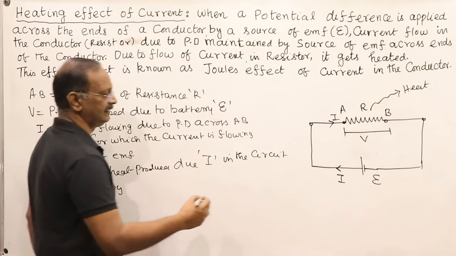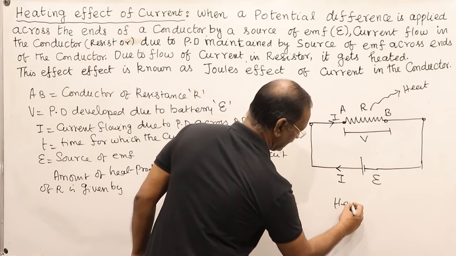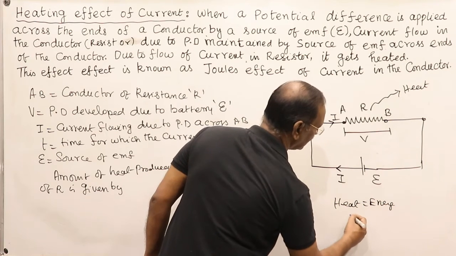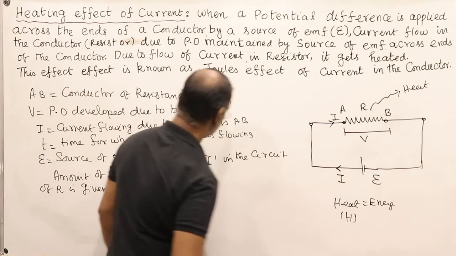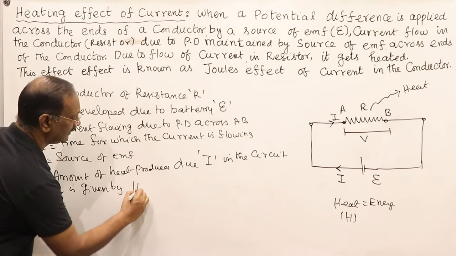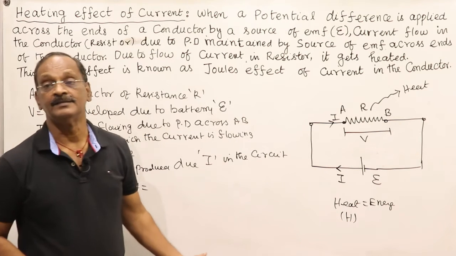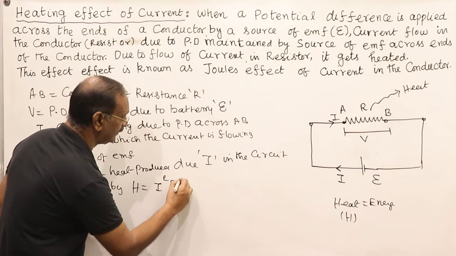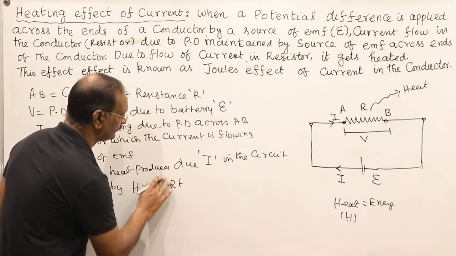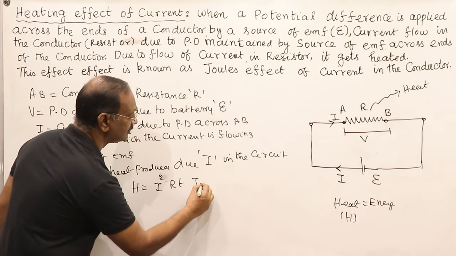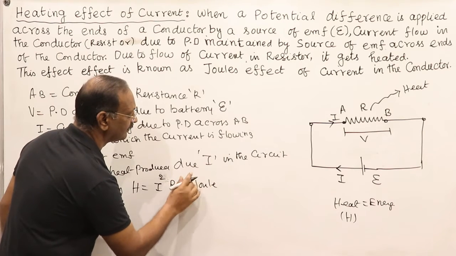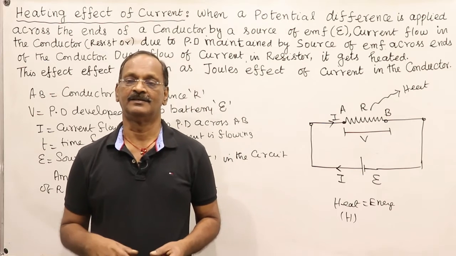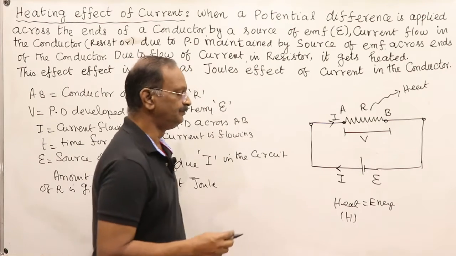heat energy. See, heat is nothing but energy, so we can denote it as H. That is, H is equal to I square R into T, in Joule. Why do we call it Joule? Because heat is energy, and the unit of energy is Joule.